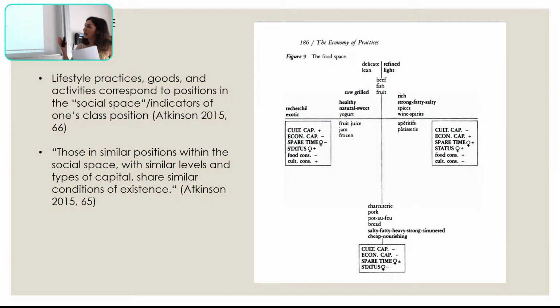And so basically lifestyle practices, goods and activities correspond to positions in the social space and are an indicator of one's class position. And those in similar positions within the social space, with similar levels and types of capital, share similar conditions of life.